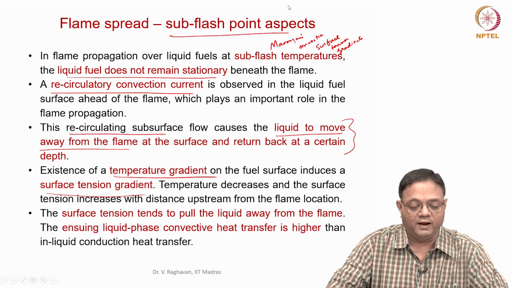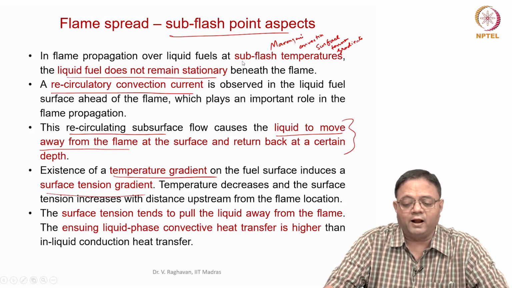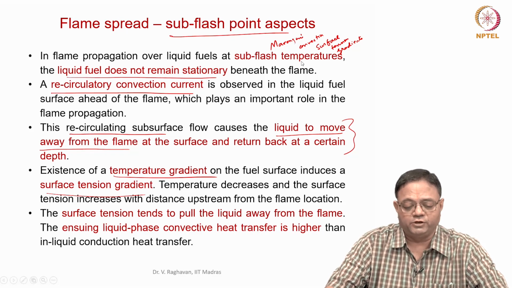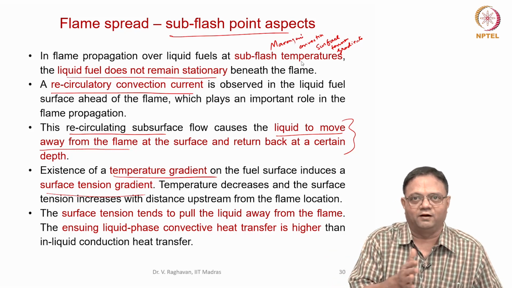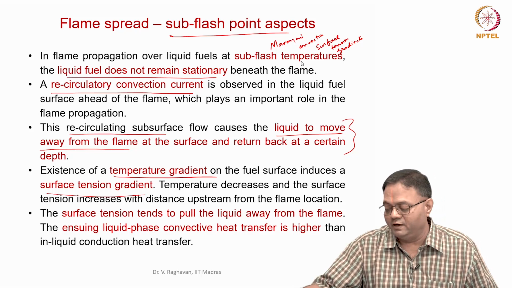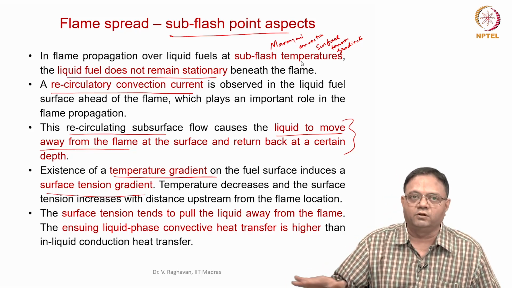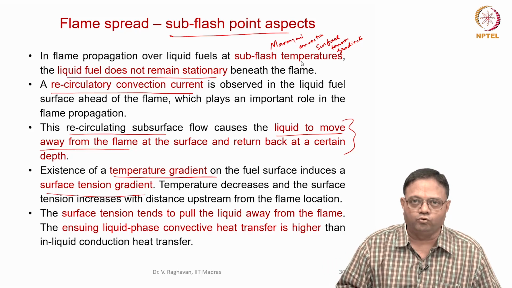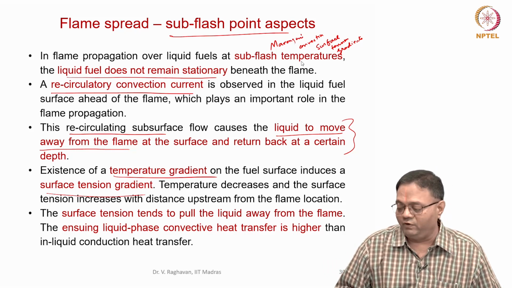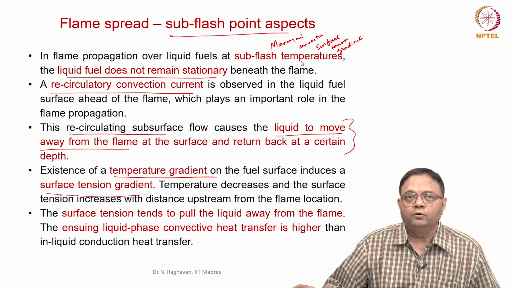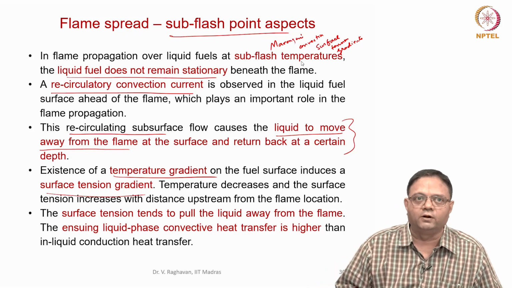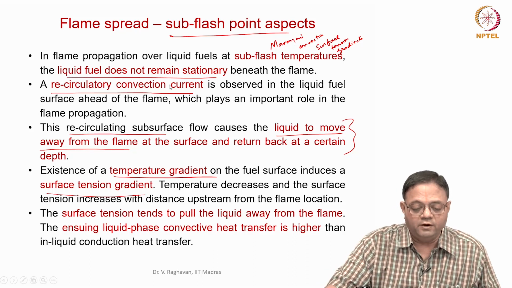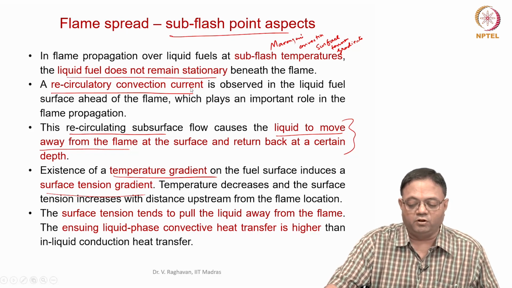So, we have also seen this slide. The important aspect which I have shown in the video is that when you have a liquid at sub-flash temperature, the liquid surface does not remain stationary. We have seen the movement of the liquid layer. As indicated, when the flame heats up, a temperature gradient is formed on the surface, due to which a surface tension gradient also forms. Because of that, the flame is going to push the surface from the hot point to the cold point. The surface has a movement.